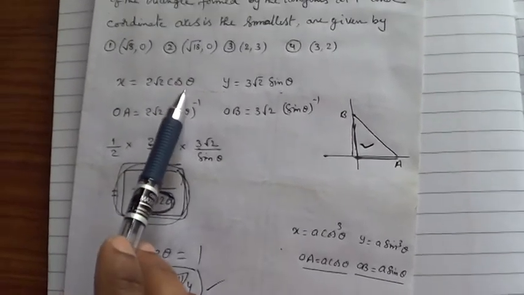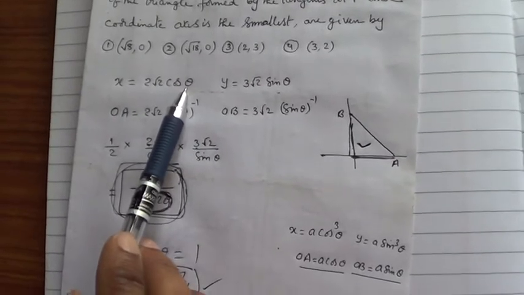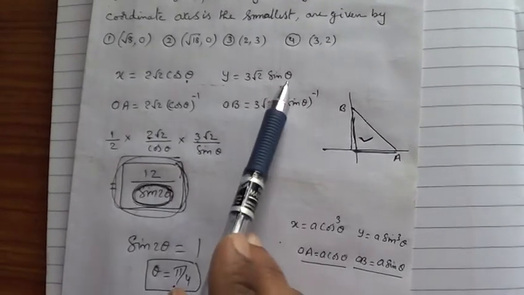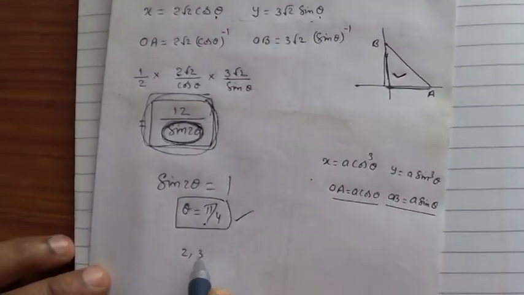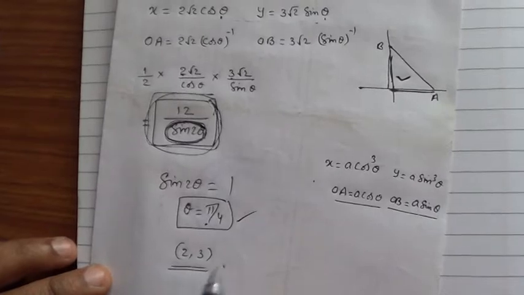If you put theta is equal to pi by 4 here, what happens? x is equal to 2. What is y? y is equal to 3. So the required point is (2, 3). That is about the 10th question. Okay, we'll go for another question.